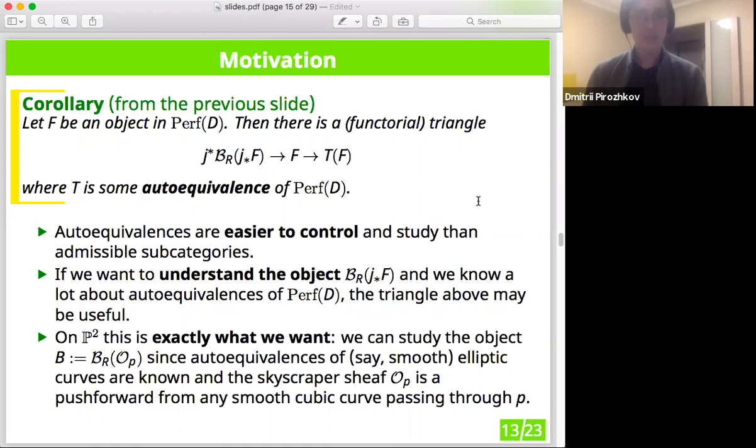We can try to apply the same methods, but for curves, as I mentioned here, autoequivalences of elliptic curves are known, and they're all very simple and very clear to understand. If we want to do this for P3, we will have to restrict to quartic K3 surfaces. And in fact, for a general quartic K3 surface, the group of autoequivalences of the derived category is also known. But the description is quite complicated.